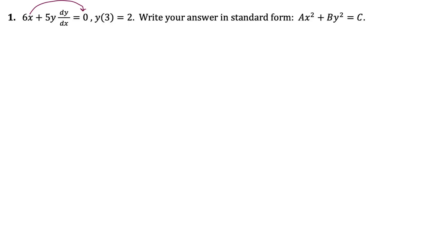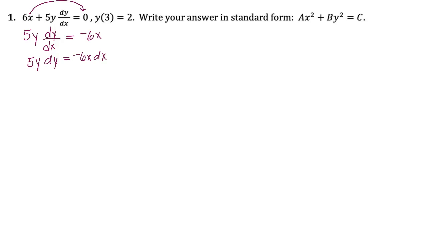Okay, now we're going to talk about separation of variables homework. So if we go ahead and move 6x over, we have 5y dy dx equals negative 6x. Is that okay? And then we're going to have 5y dy equals negative 6x dx.